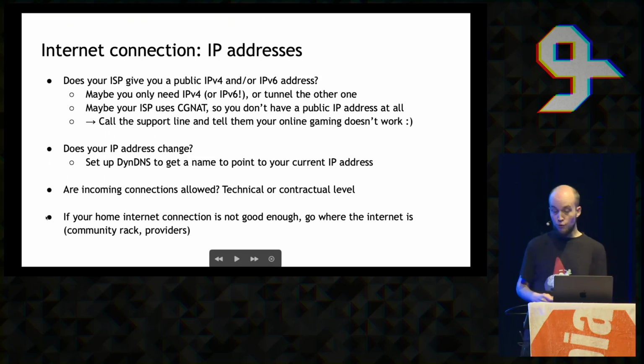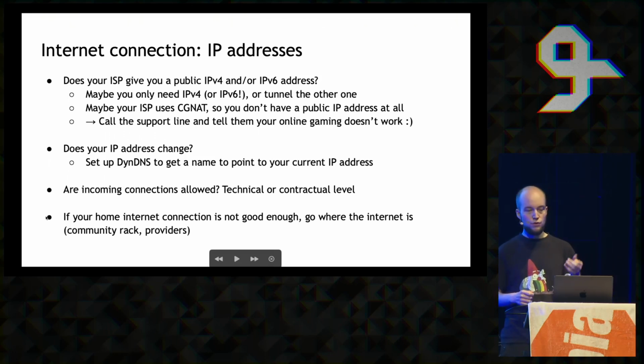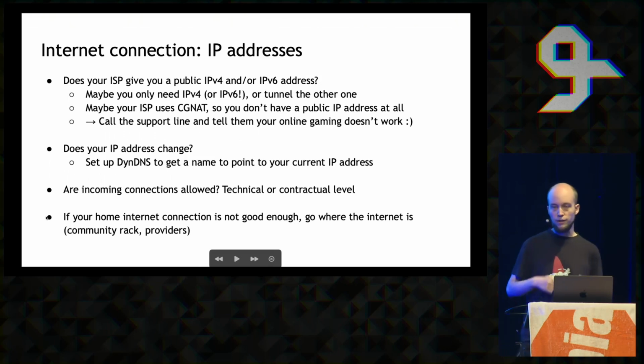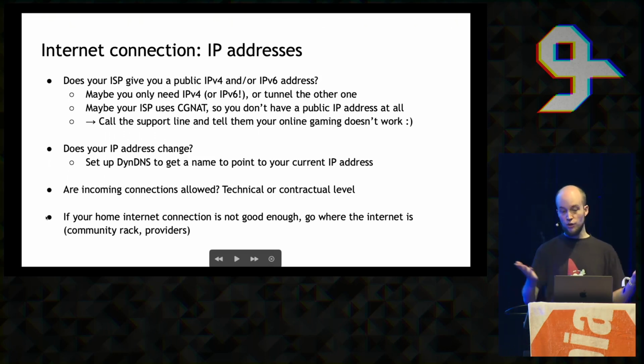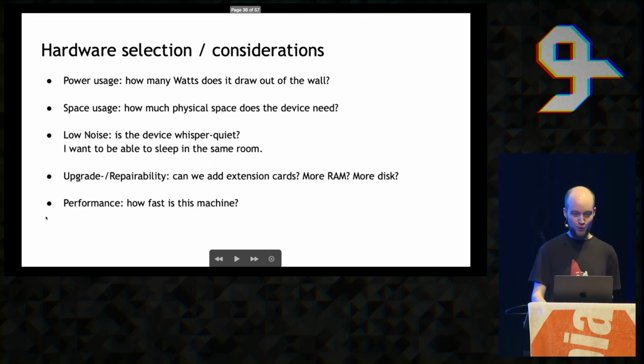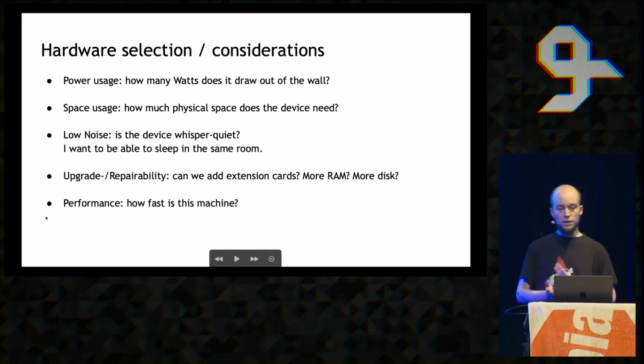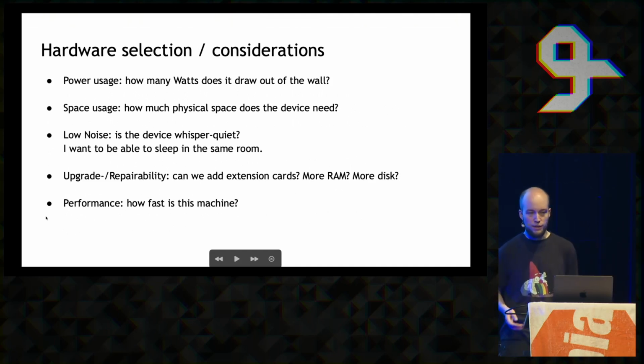You don't have to go to a provider. There are also community efforts. You could go to Community Rack, for example, put in your own hardware in a shared rack, or share it with a couple of friends, or just drop a Raspberry Pi at a friend's house, something like that. You'll find a solution. So with the internet out of the way, let's talk about hardware selection.